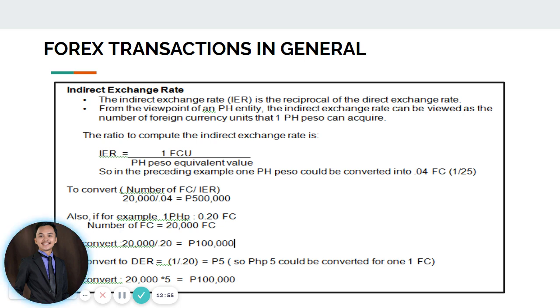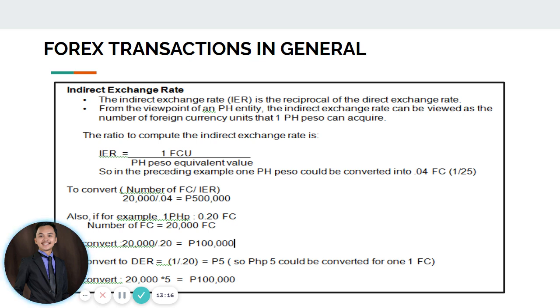So another example, if our exchange rate is 1 Philippine peso equal to 0.20 foreign currency, and the number of foreign currency required is 20,000, you just need to compute first your indirect exchange rate.